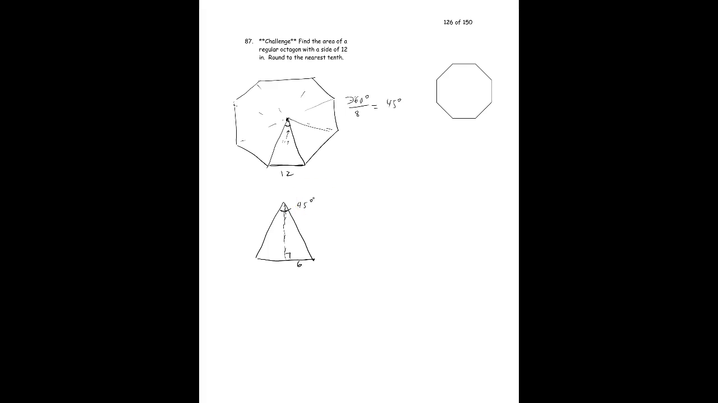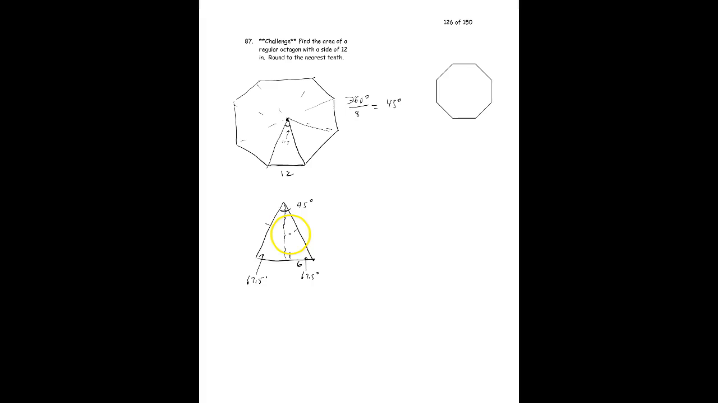Because this is an isosceles triangle, these two base angles will add up to 135, because 180 minus 45 is 135, and so these angles here are 135 divided by 2, which is 67.5. So that angle is 67.5, as is that angle, 67.5 degrees.